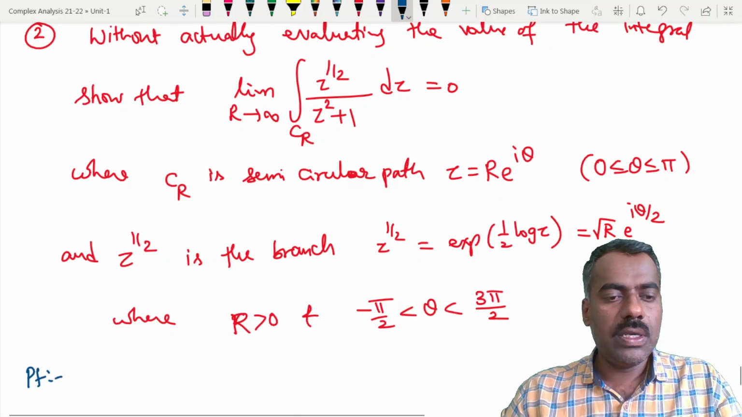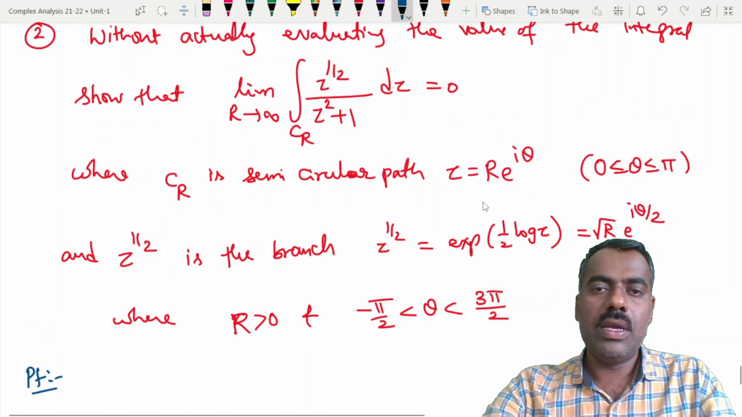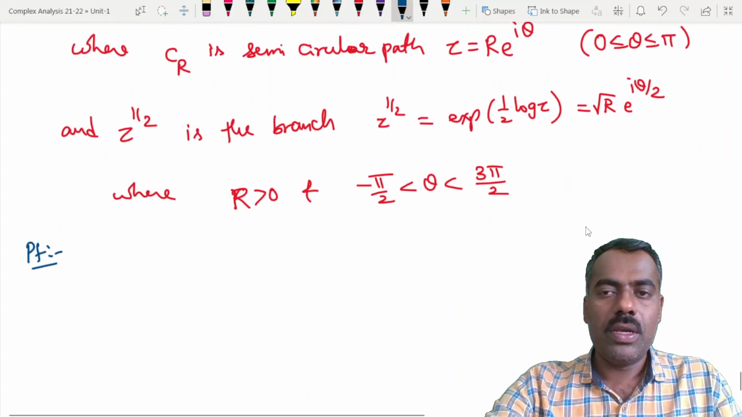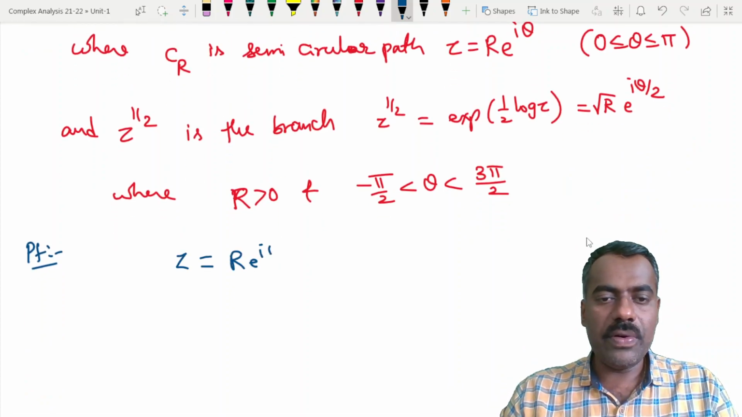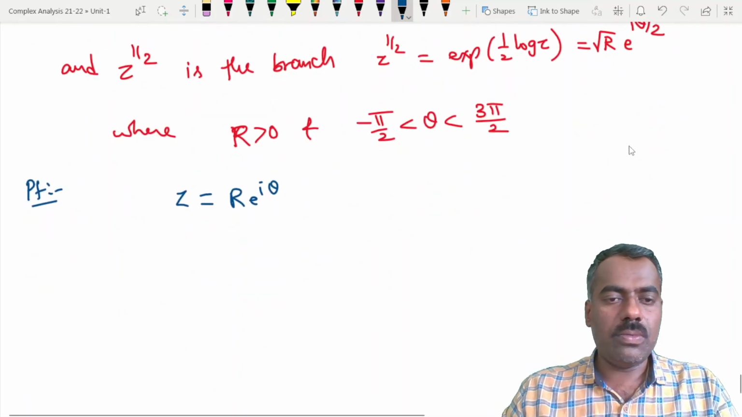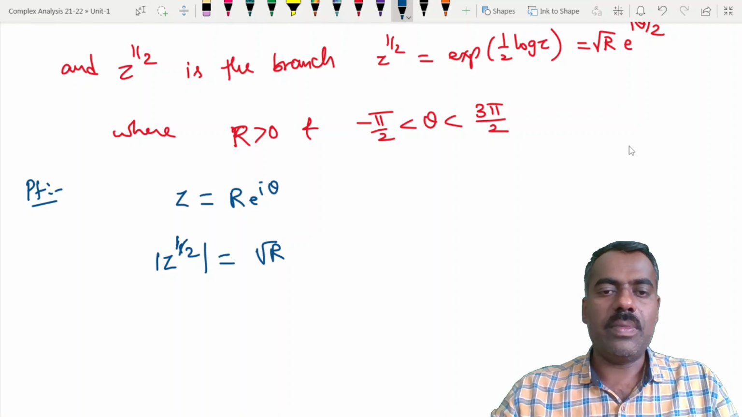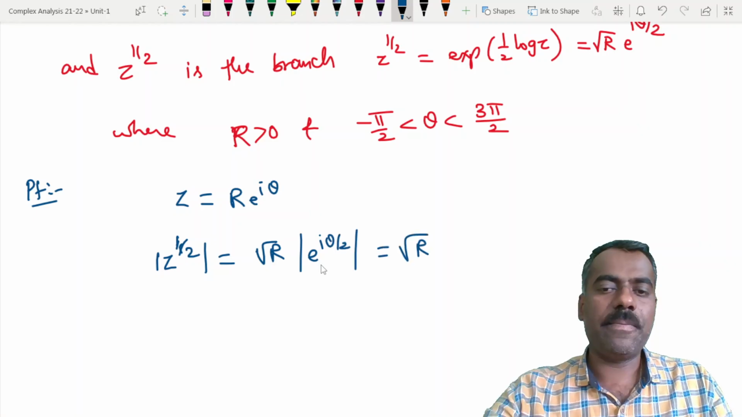By using the inequality, we show the modulus of this value is bounded, and then we take the limit of it, which tends to 0. Because our z is given to be R e power i theta, where theta is from 0 to pi, what can you say about the modulus of z power 1/2? This is square root of R, because the modulus of e power i theta by 2 is 1.